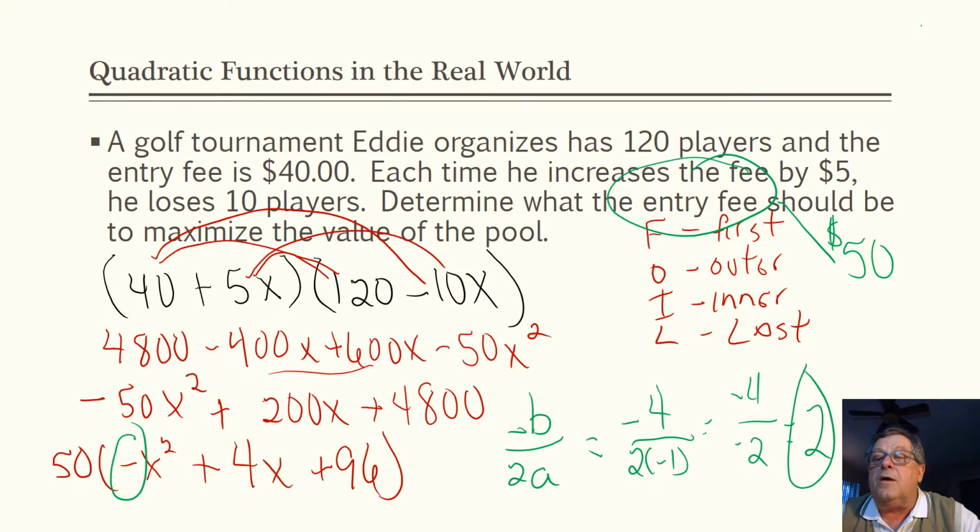And just for fun, if he loses 10 players every time he increases the fee by $5, well, let's see, he starts off with 120, and minus 10 times 2 would be minus 20. So the y-coordinate at that vertex is going to be 100, or 100 players, paying $50 each, and I think that would be $5,000. All right, we're going to go over to the calculator and put that in, and also learn a little bit of a skill of how to calculate or use our calculator to find the maximum value.